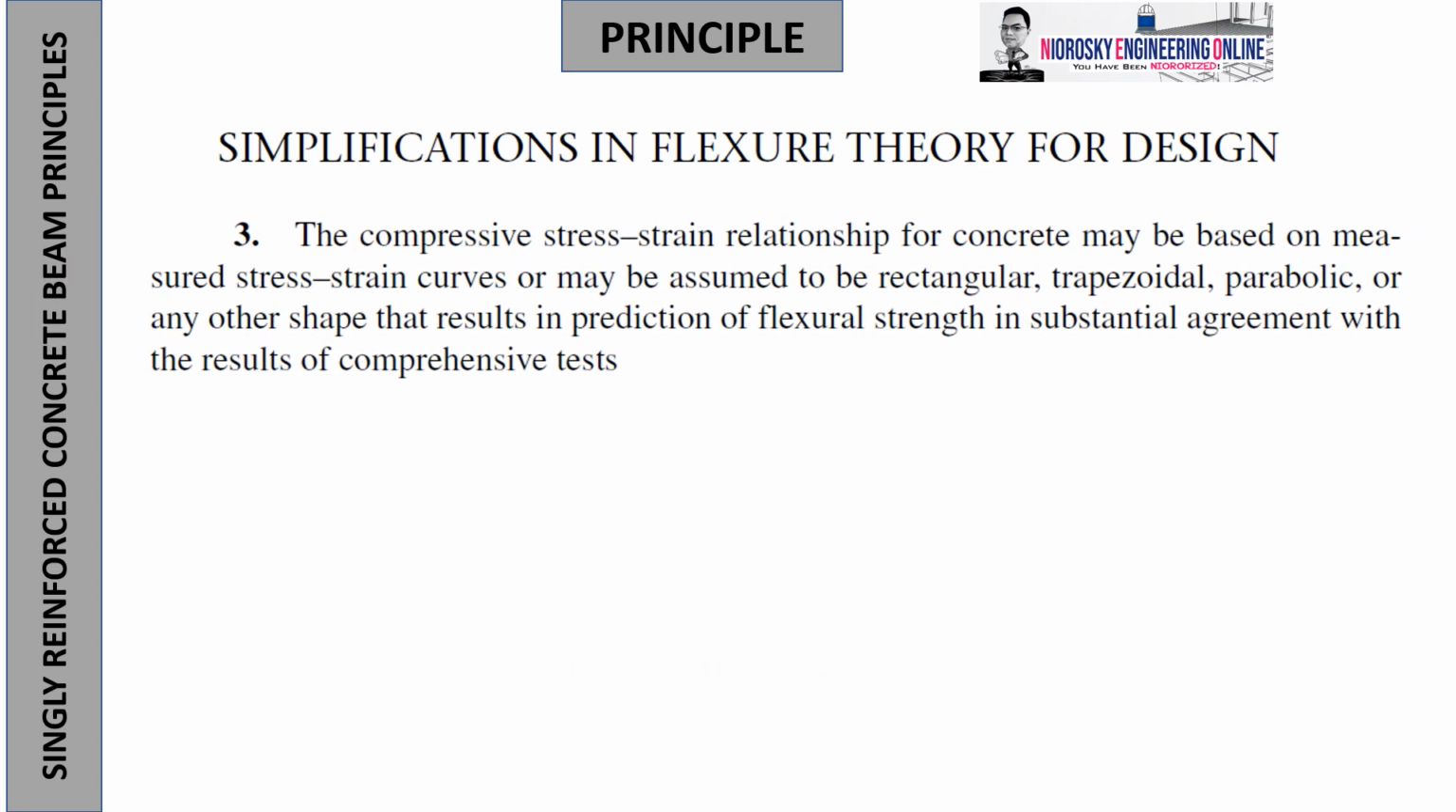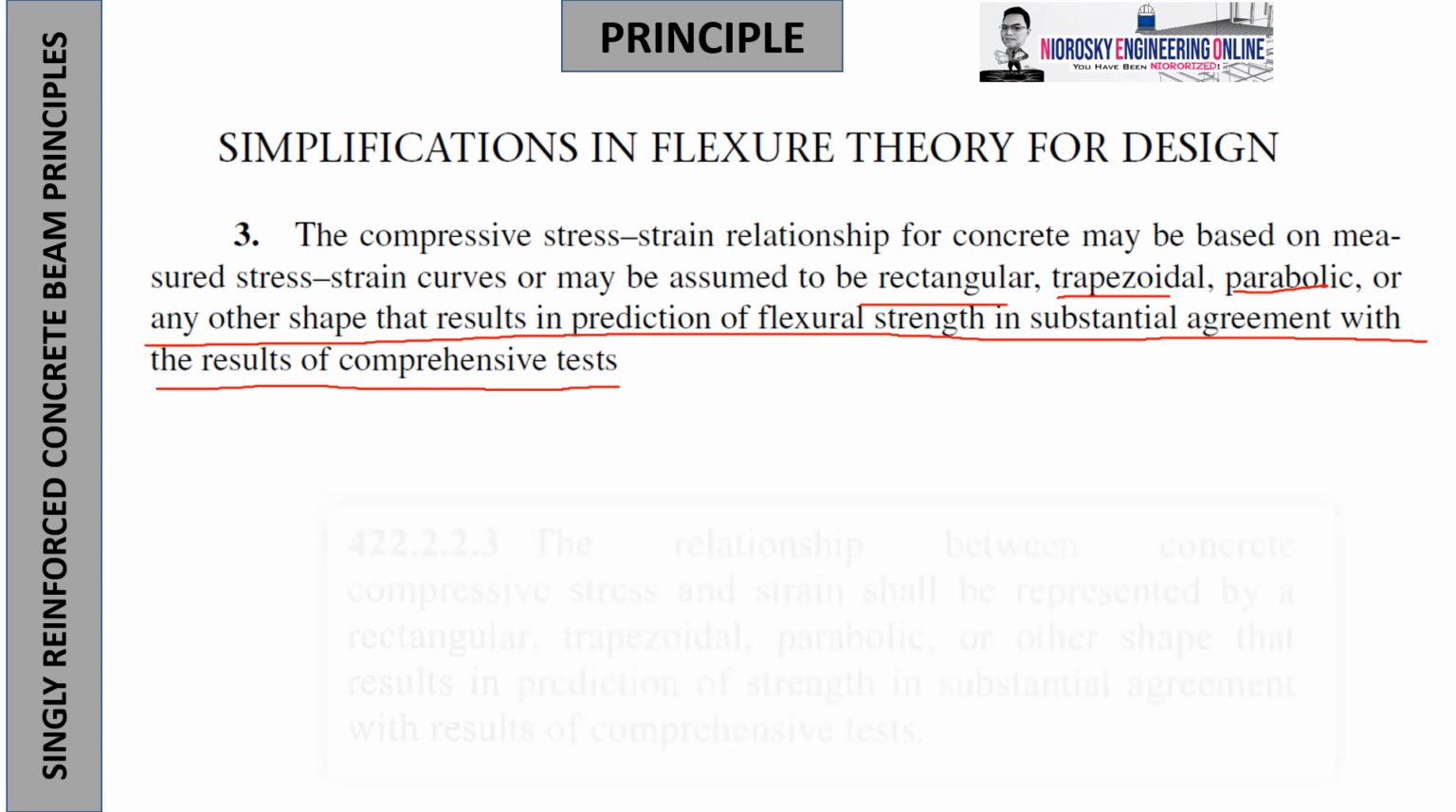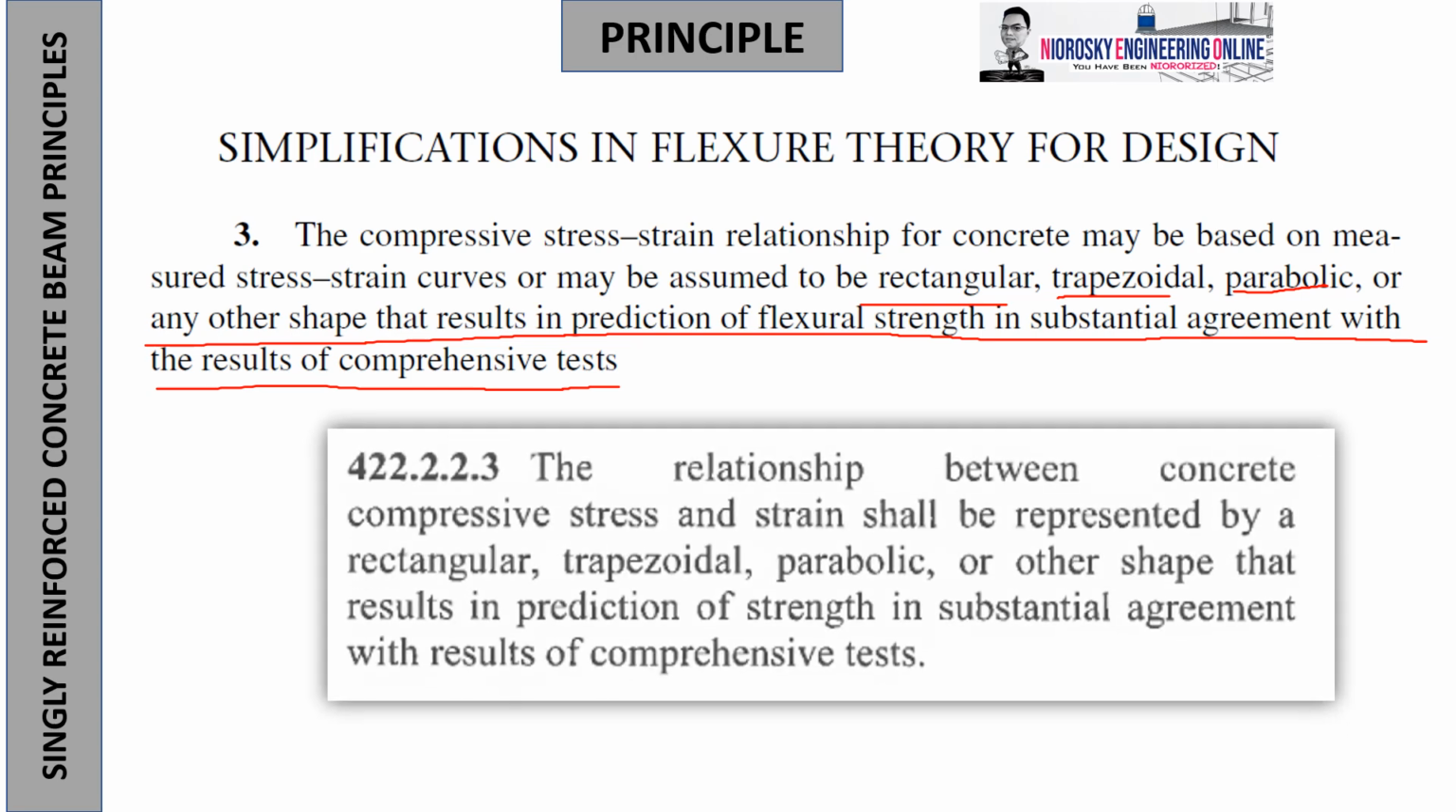Okay, this is one of the most controversial parts. Number 3, the compressive stress-strain relationship for concrete may be based on measured stress-strain curves or may be assumed to be rectangular, trapezoidal, parabolic, or any other shape that results in prediction of flexural strength in substantial agreement with the results of compressive test. No? Actually, this is already taken in our code, 422.2.2.3, same paragraph.